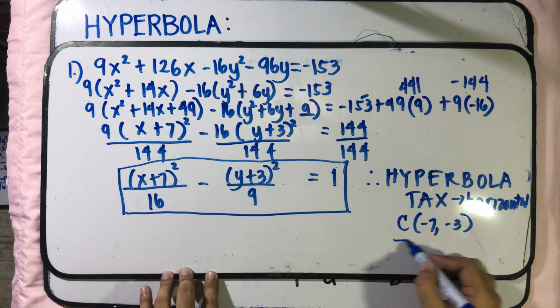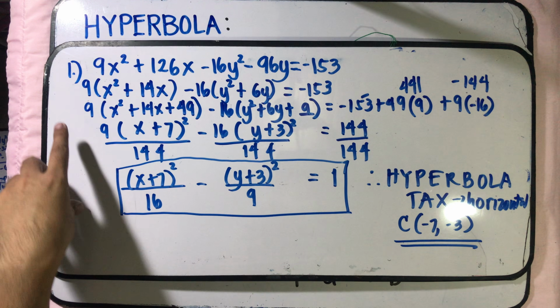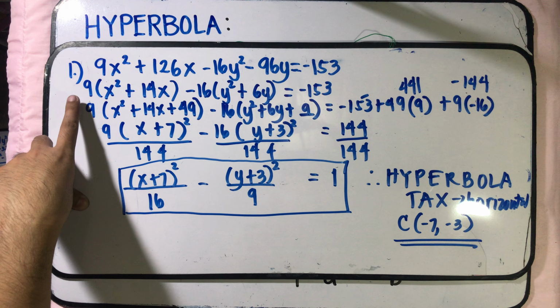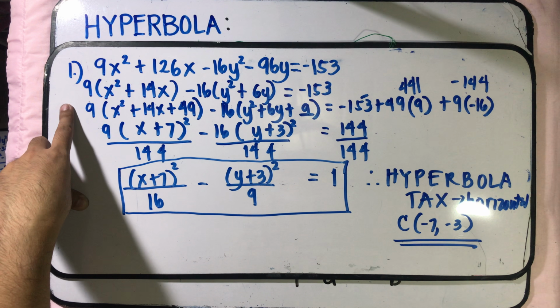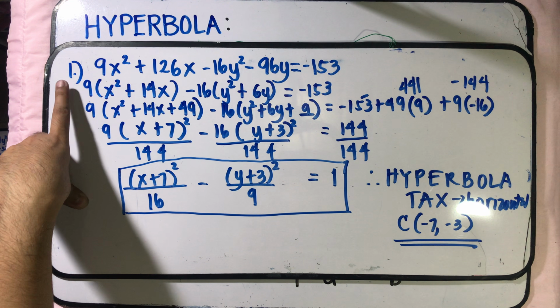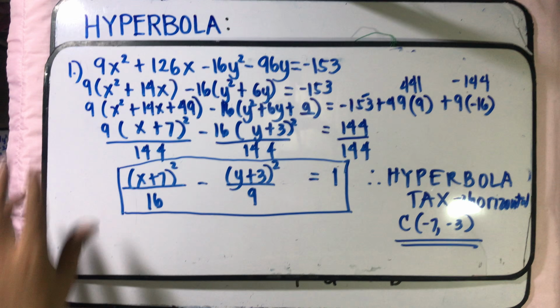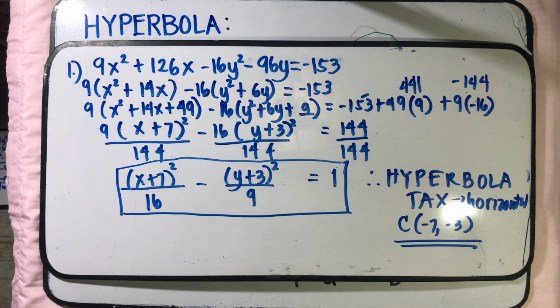Okay, I hope that this is clear. So this equation is not a degenerate case of hyperbola. Therefore, we were able to learn that this equation is a hyperbola and that the transverse axis is horizontal. Okay, so let's have another example.